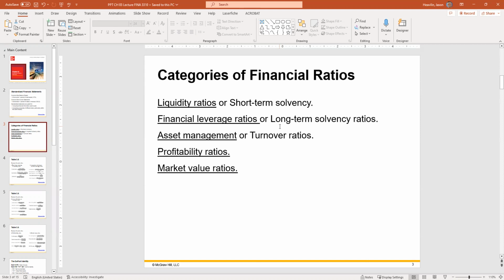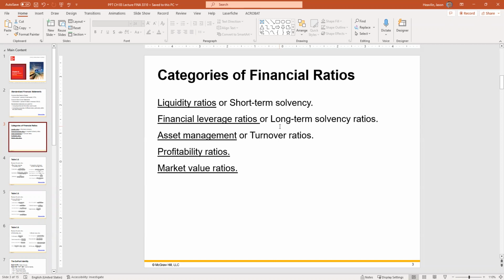Asset management. So if you remember from the balance sheet, assets equals liabilities plus equity. So assets are everything you own in the company, all your factories, all your computers, all your machines. So the question is then, well, how are you utilizing these assets to make money in the company? And are you doing it efficiently? So if you've got two companies, one has a lot of assets and one has very little assets, but they're making the same money, then the one with less assets is going to be doing better.